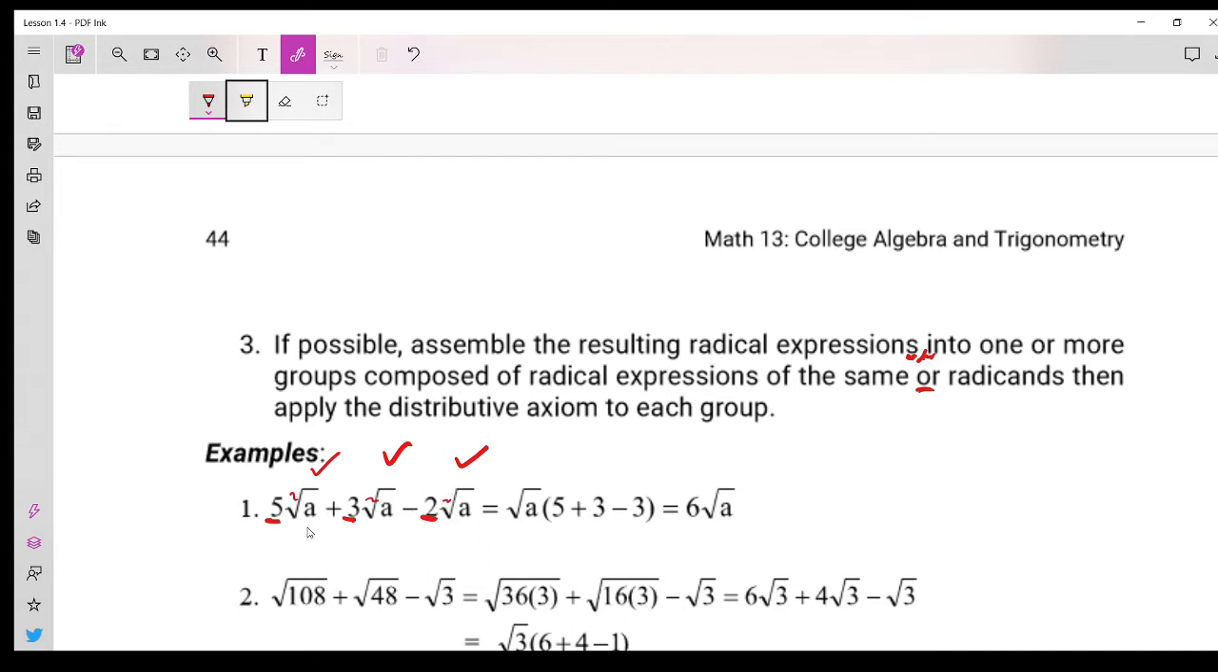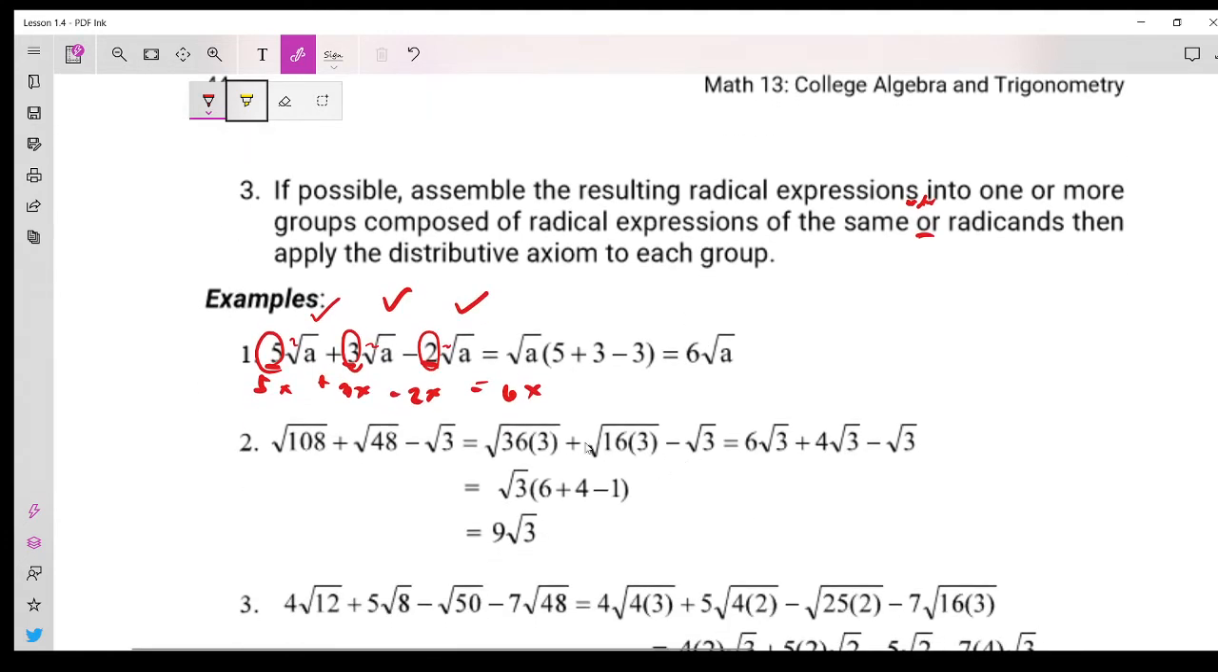Meaning, to add this one, just add or subtract the numerical coefficients and then copy the radicands. Copy the radical. So 5 plus 3 is 8, minus 2 is 6, and then copy the radical, square root of 6. Again, it's just the same as 5x plus 3x minus 2x. So it's equal to 5 plus 3 plus minus 2, it's 6, and then x. Or just simply 6 square root of a. Okay? So that's how we're going to add or subtract radical expressions.